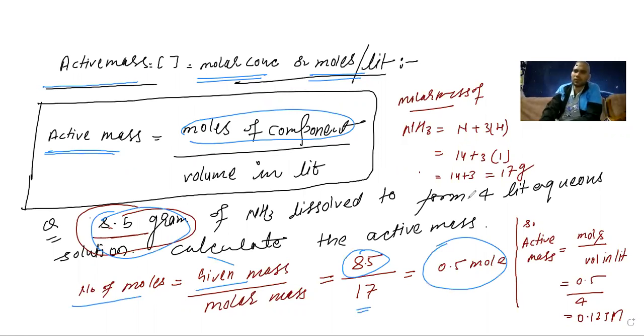Now what we need to do here, you see, active mass is equal to, I told you, moles of component divided by volume in liter. So here, moles upon volume in liter. Moles you got 0.5, volume 4. If you divide, you are getting 0.125 moles.